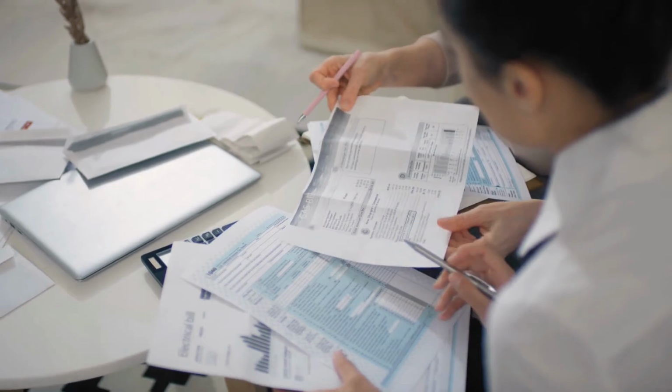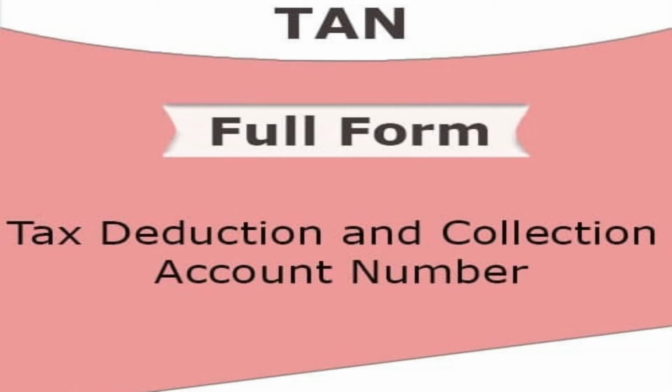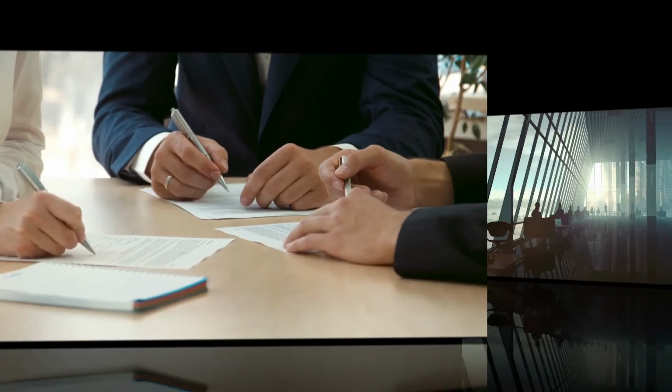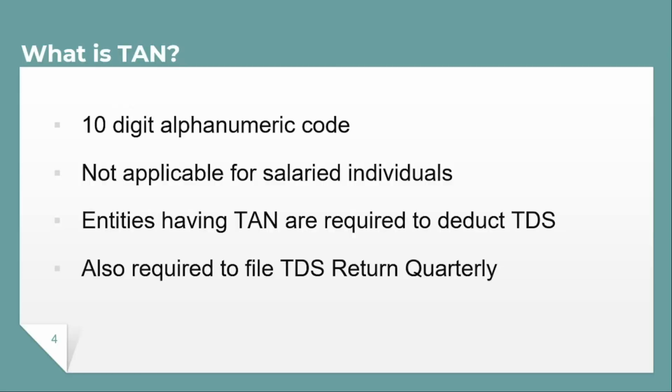So next is what is TAN. Most of us have come across the word TAN, so let me explain the same. The full form of TAN is Tax Deduction and Collection Number. TAN is a mandatory 10-digit alphanumeric code that is to be obtained by all the people and entities who are responsible for the deduction of tax.